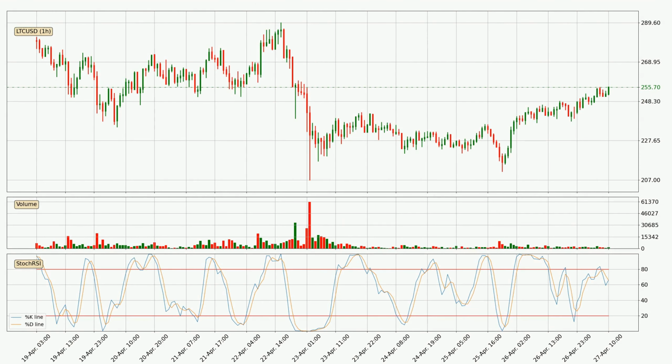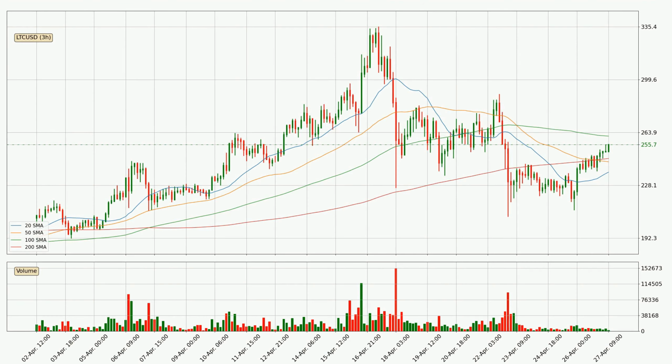Moving to the hourly stochastic RSI, there are no signs of the stochastic RSI being oversold or overbought at this time. Looking at the 3-hourly simple moving averages, the current price is between the 200 and the 100 SMA. If the price bounces off the 200 SMA, which is currently at 246, it could be seen as a support, and the 100 SMA, that is at 261, could be seen as a resistance to the upside. Breaking either way signals a possible further move to the corresponding direction.